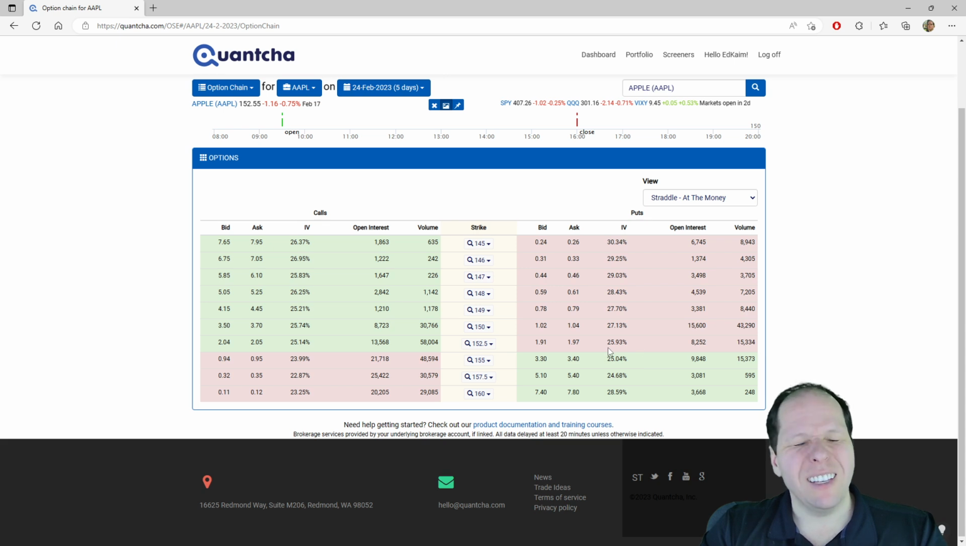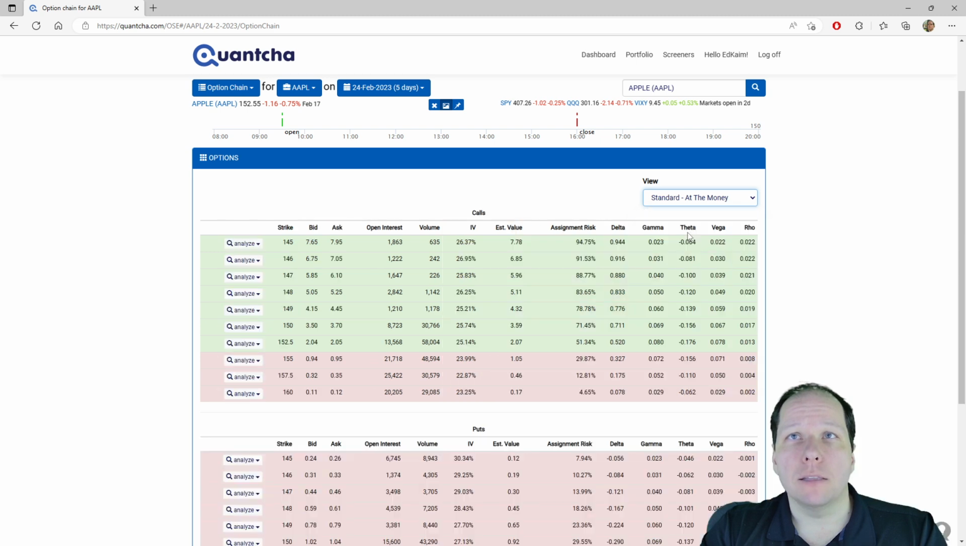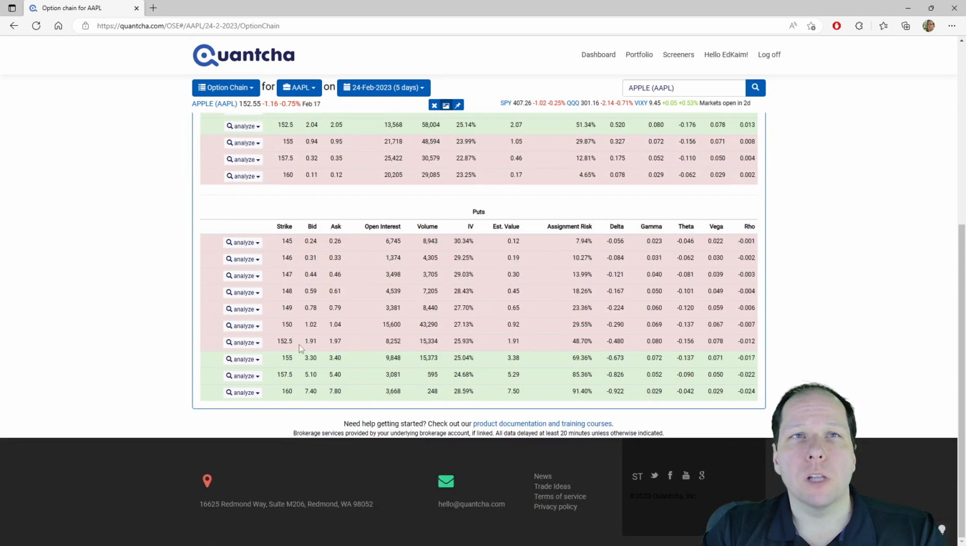And it doesn't necessarily have to mean it is a bearish play. It just means that the expectation relative to the bid-ask being offered here is that the fair value for it should be lower. So if we switch over and we take a look at the standard view at the money, this will give us more fields. And we can see this 191, 197 bid-ask spread for the 152.5 put.